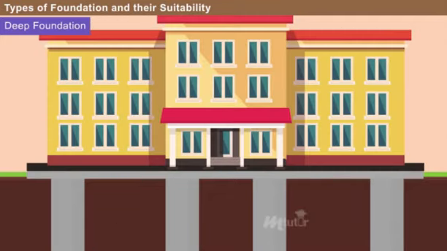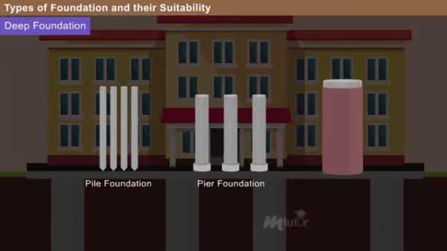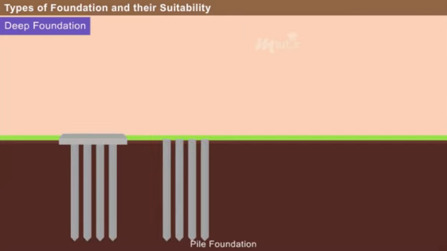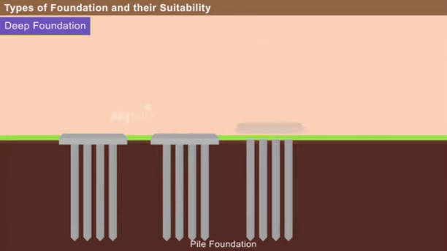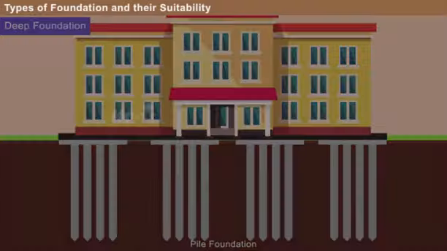The different types of deep foundations are pile foundation, pier foundation, and caisson foundation. A foundation constructed with piles is called a pile foundation. A pile is a long cylinder made of materials like concrete or steel. Piles are pushed into the ground to act as a steady support for the buildings built over it.